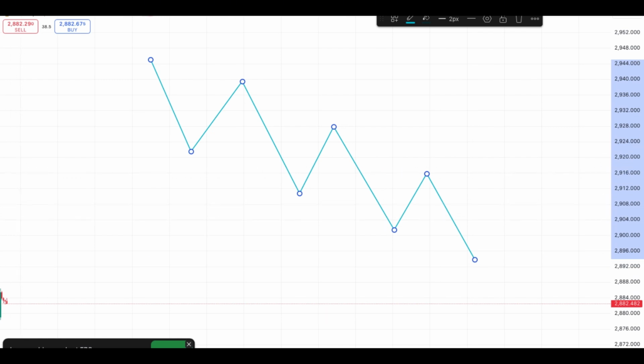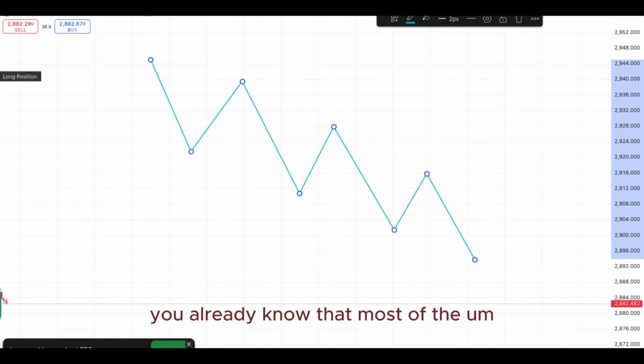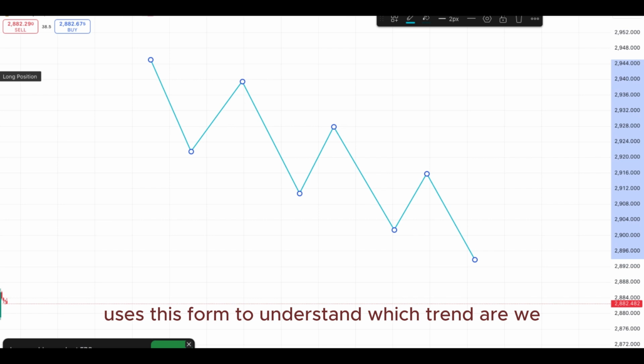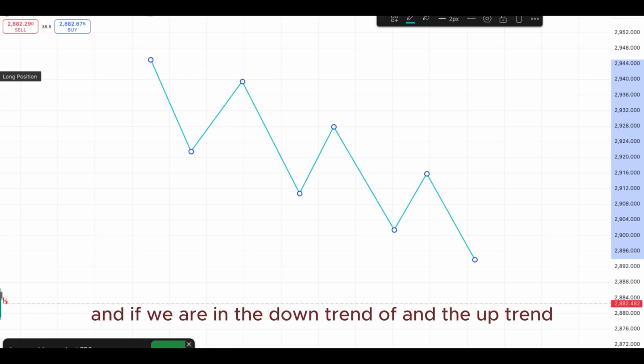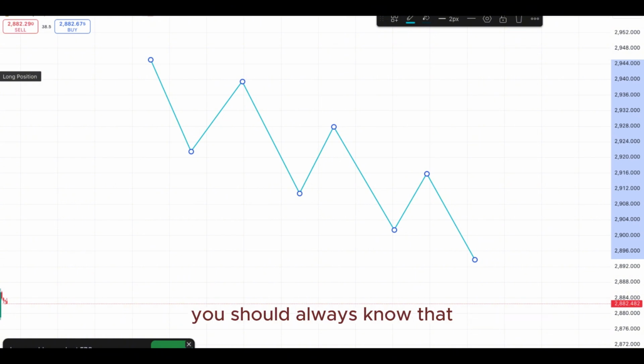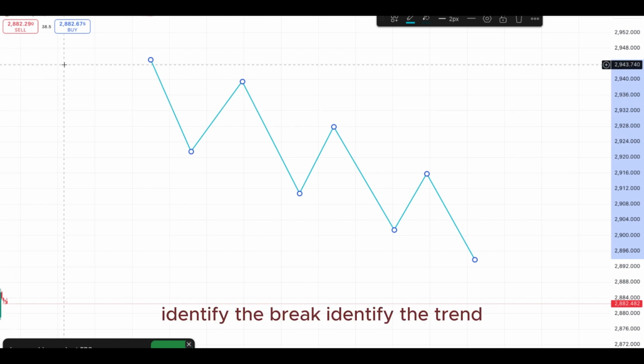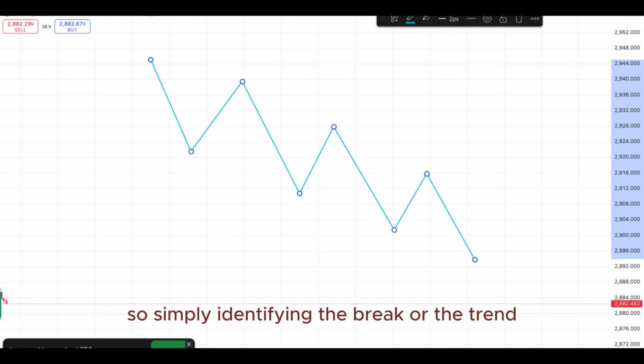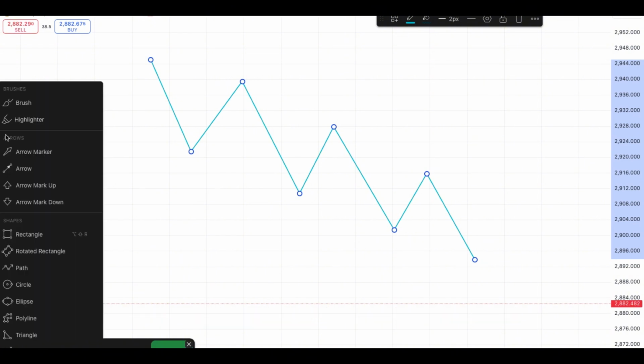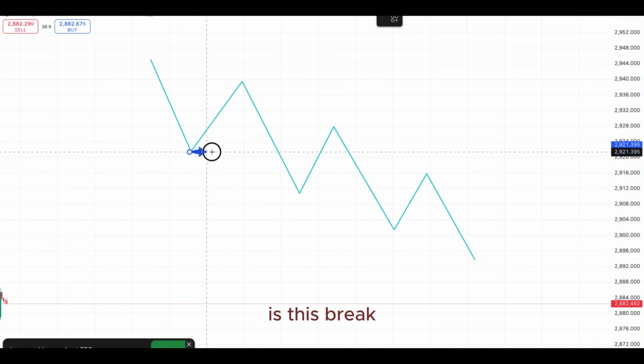Okay, in this form here, you already know that most traders use this form to understand which trend we are in, whether we are in the downtrend or the uptrend. You should always know that there is need for you to know the break, identify the break, identify the trend. So simply identifying the break identifies the trend.